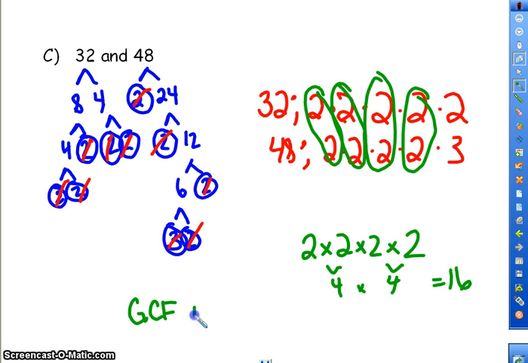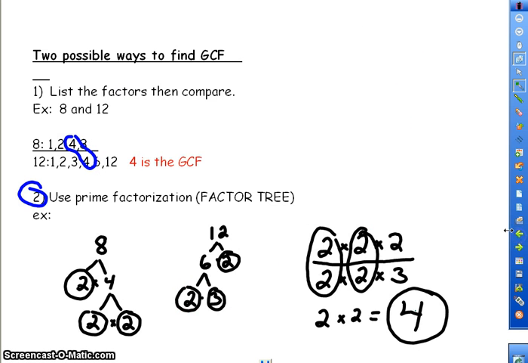is 16. Okay? So once again, when using prime factorization, you're going to find all the prime factors they have in common, and you're going to multiply them. When I'm listing the factors, I'm just going to list out the factors and just find the largest one. Okay, so that's the difference. I would use these for the bigger numbers you're not so sure about, and then you can list the factors for the smaller ones that you know for sure you know all the factors of.